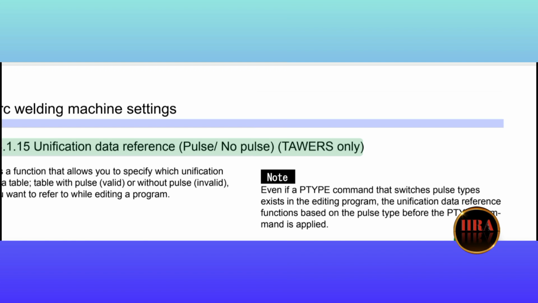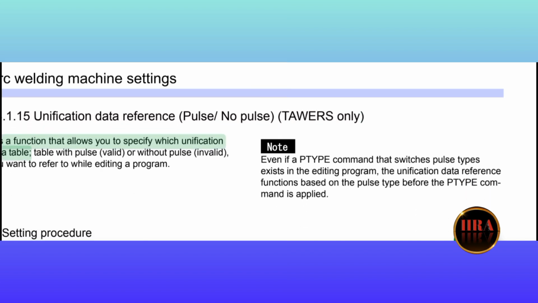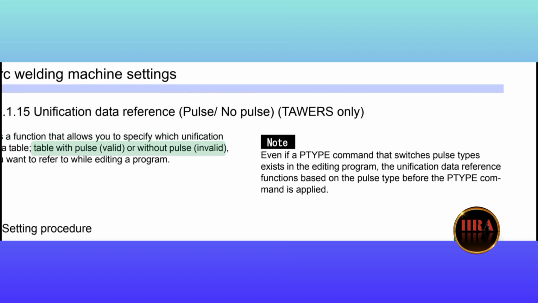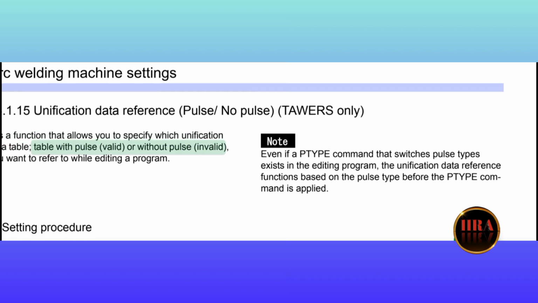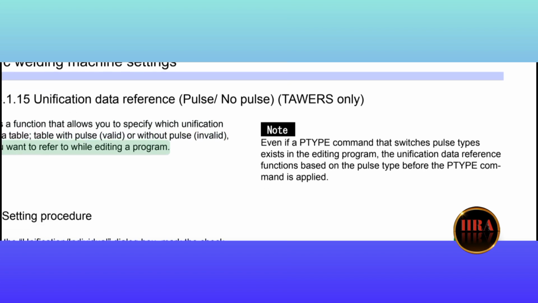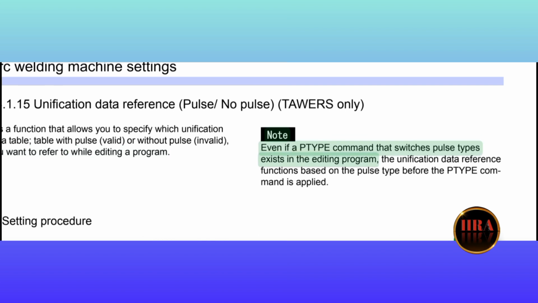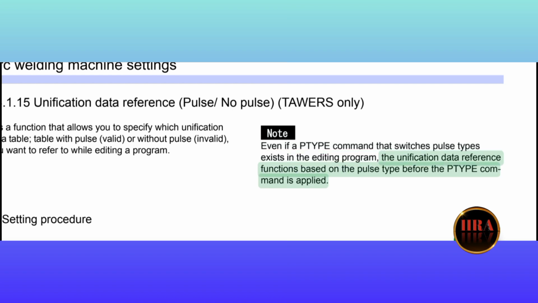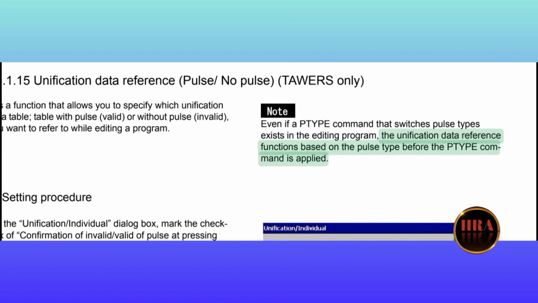14.1.15 Unification data reference, pulse, no pulse, TAWERS only. It is a function that allows you to specify which unification data table, with pulse (valid) or without pulse (invalid), you want to refer to while editing a program. Note: even if a PTYPE command that switches pulse types exists in the editing program, the unification data reference functions based on the pulse type before the PTYPE command is applied.